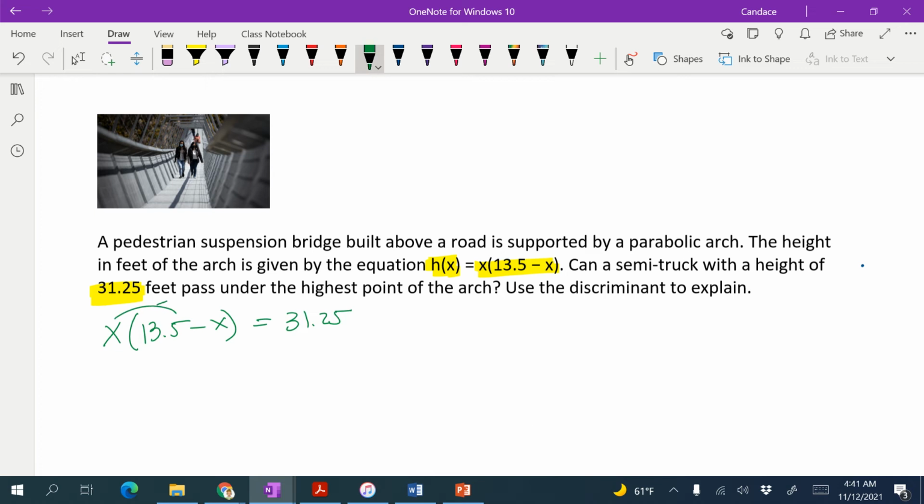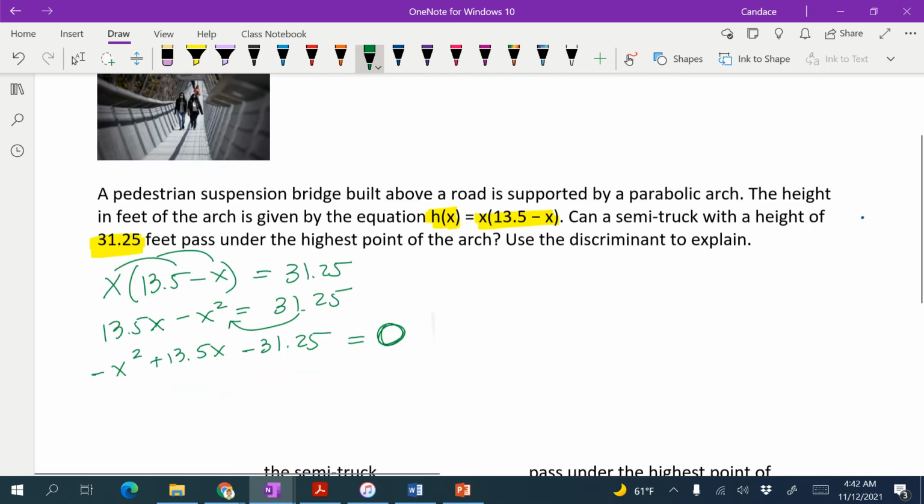Now I'm going to go ahead and distribute this in. That gives me 13.5x minus x squared equals 31.25. I'm going to do two things at one time. I'm going to rearrange this order and move the x squared to the front. So negative x squared plus 13.5x. Now, since I'm solving a quadratic, because my highest exponent is 2, I am going to move this to the other side. So I'm going to subtract 31.25 and get it equal to 0.